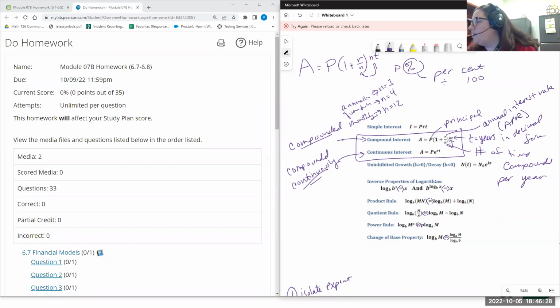Notice when you get the uninhibited growth or decay formula, this is really the exact same thing as P E to the RT. It's just different letters. The only difference is, I mean, the context, of course, but R in the compound interest, you're not going to have a negative interest rate. But when you have the uninhibited growth or decay, you could have a negative rate. So let's go ahead and look at some examples of this.